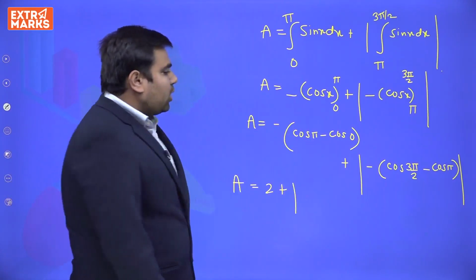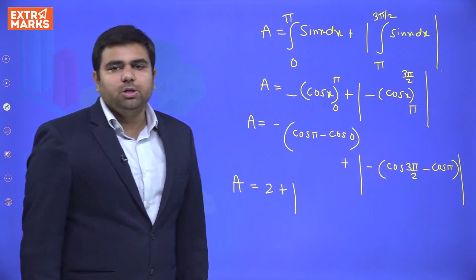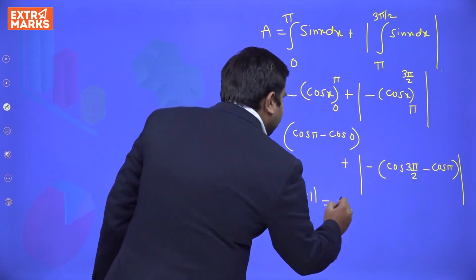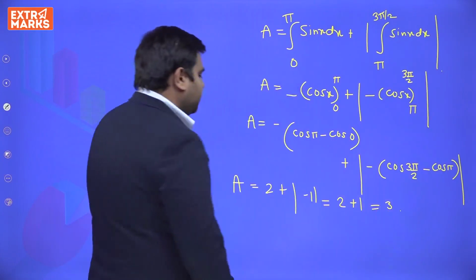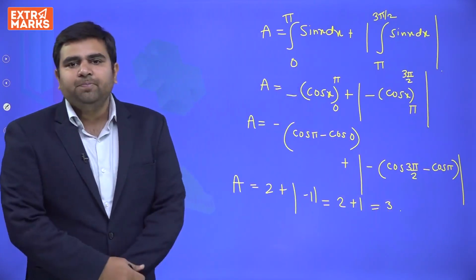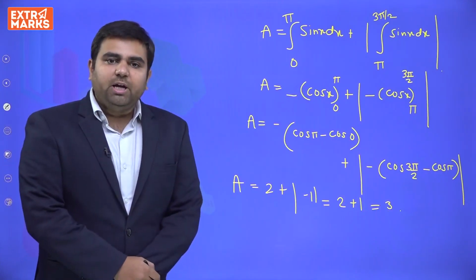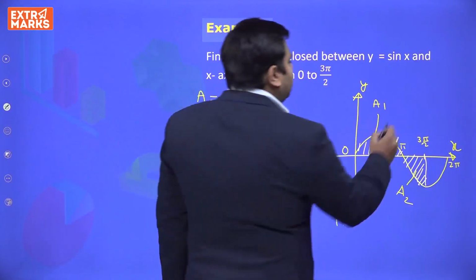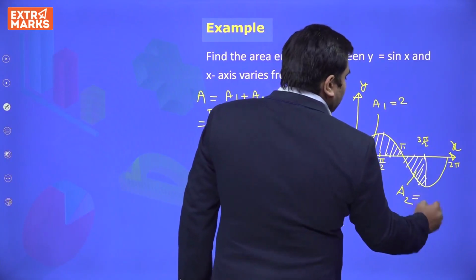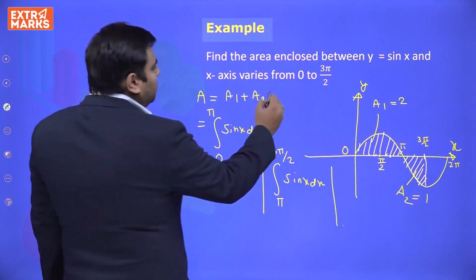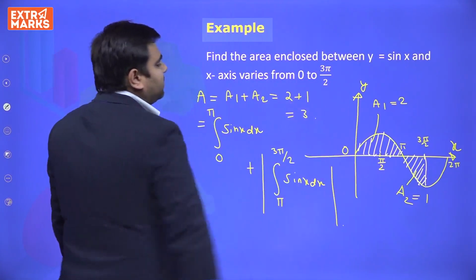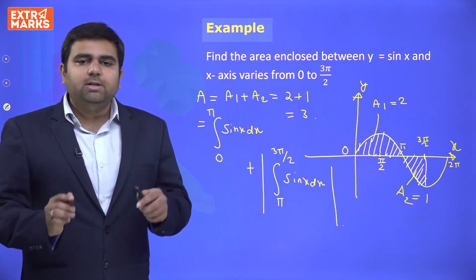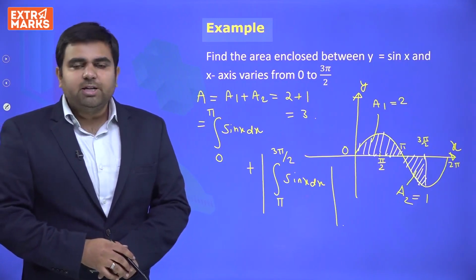Plus cos 3 pi by 2. Cos 3 pi by 2 is what? 0. So this is minus minus plus. So this is mod of minus 1. This comes out to be 2 plus 1, which comes out to be 3. So 3 is the final answer. That is, the area bounded by sin x between x equal to 0 to x equal to 3 pi by 2 is coming out to be 3. Where A1 is what? A1 is 2 and this A2 is 1, right? So this comes out to be 2 plus 1. This comes out to be 3, right? So I hope this explanation is quite clear to each and everyone. Let's move further.